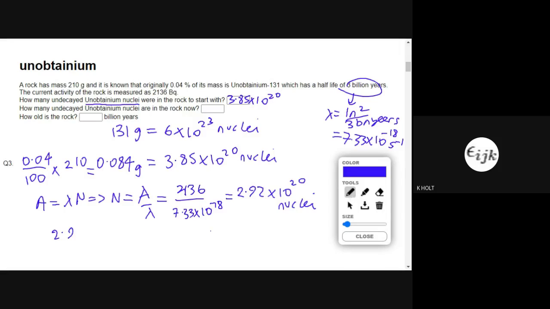2.92 divided by 3.85. So that's 0.76. And that's a half to the power n, where n is the number of half-lives. And I can work out n by doing ln 0.76 divided by ln 2, I think.